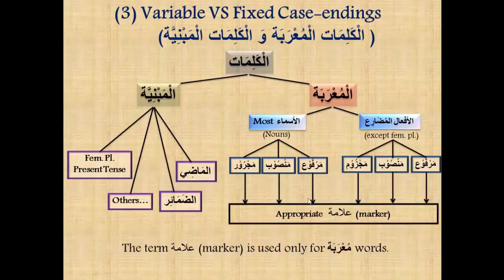Also note that the term alama, meaning marker, is used only for mu'raba words, only for this category right here. Words that are mabniya do not take markers, do not take alamat.